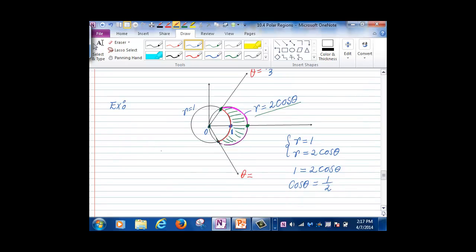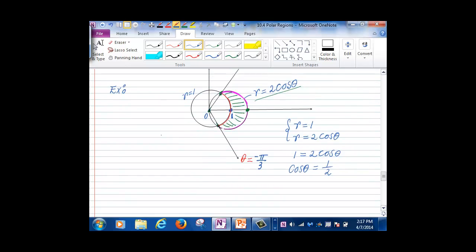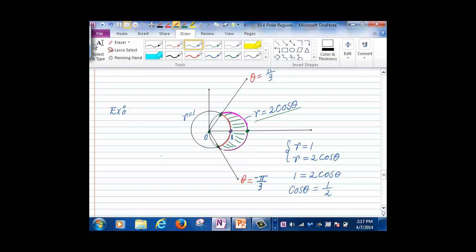And can someone give me an angle in the fourth quadrant, a negative angle? Negative pi over 3. Okay, so once you pick these angles, you need to make sure that as theta varies over this interval, you are sweeping out the area, okay?